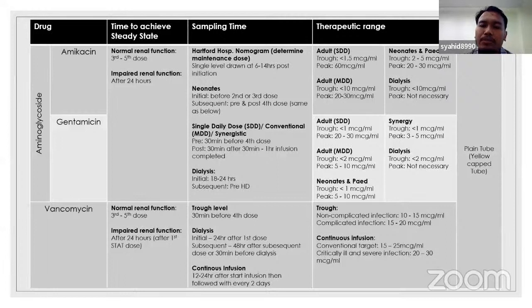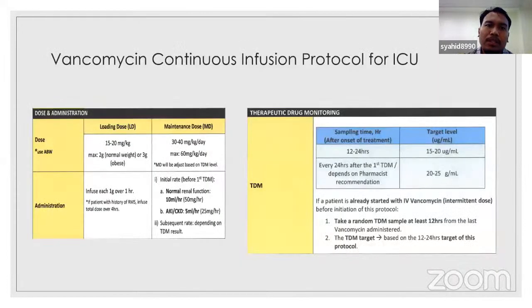Okay, for the sample tube, it is important to know which tube to use, because a few times we received vancomycin samples in an EDTA tube. This we cannot use, because if the sample is taken in an EDTA tube, it will affect the blood and the analysis cannot be done. This is taken from the vancomycin continuous infusion protocol for ICU.